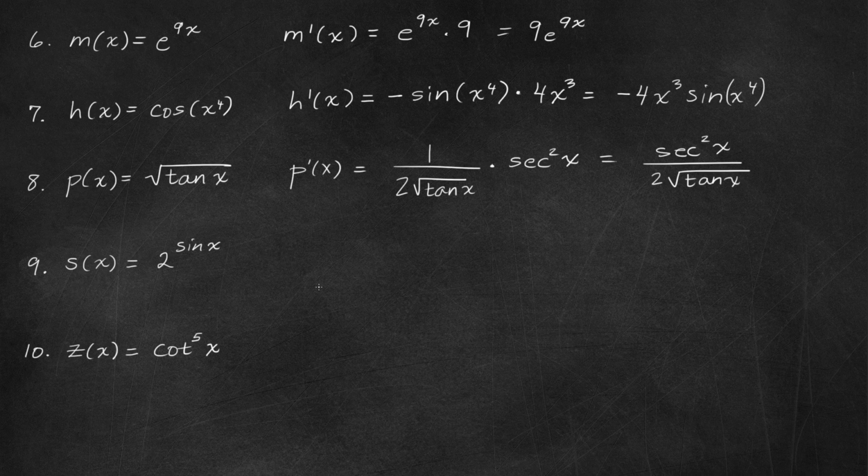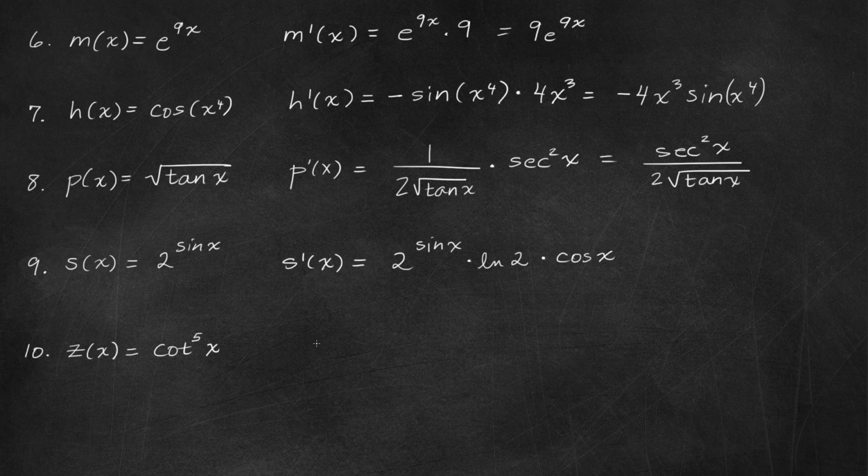Number 9, s of x equals 2 to the power sine x. So s prime of x, we need chain rule here because it's 2 raised to the power stuff. Oh, and I forgot my natural log of 2. Let's try that one again. So the derivative of 2 to the power stuff is 2 to the power stuff times the natural log of 2 times the derivative of the stuff. And the derivative of sine x is cosine x.